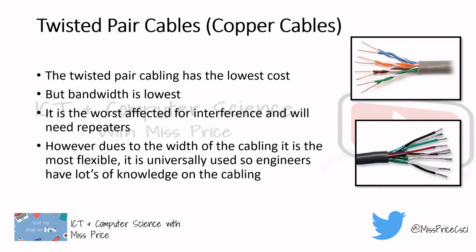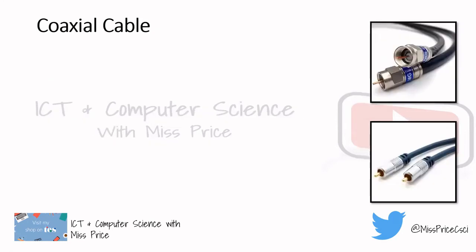However, due to the width of the cabling, the good thing about it is that it's very flexible. And it's universally used, so engineers have lots of knowledge on the cabling. So that's the good thing about the copper cabling. Now moving on to the coaxial.